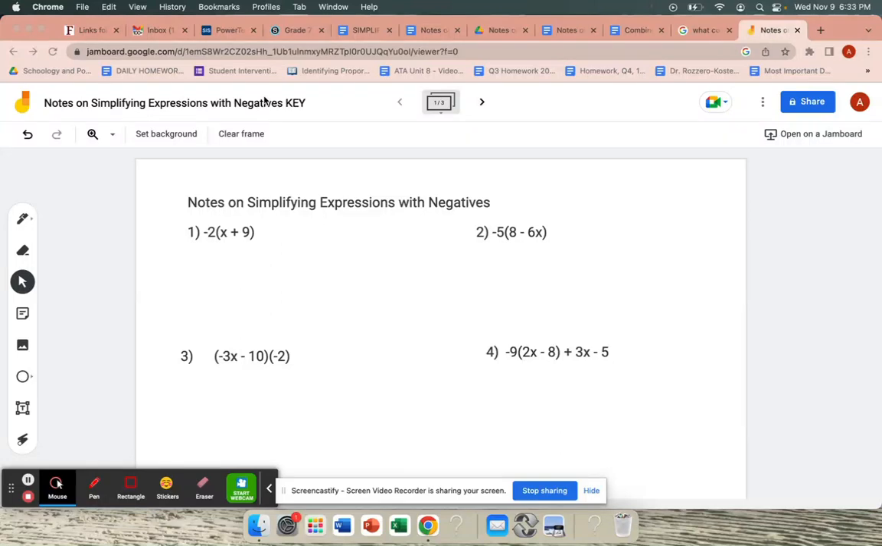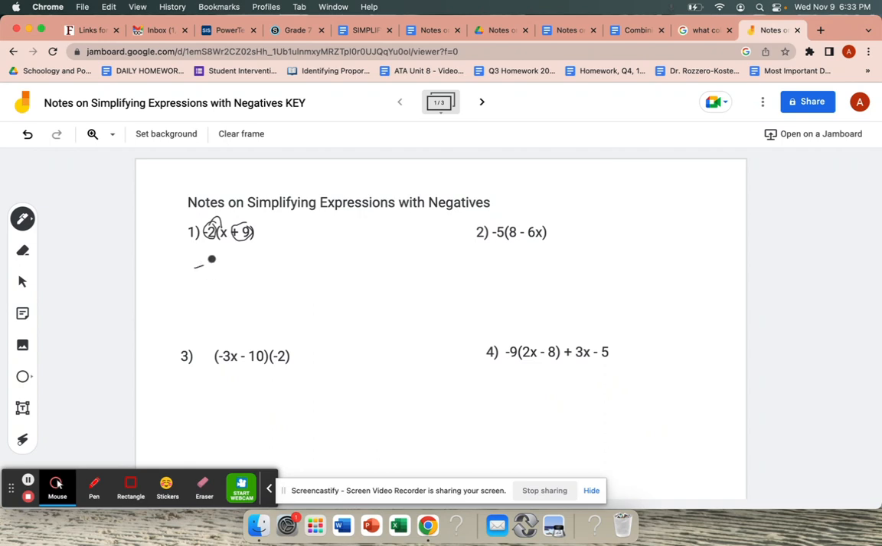So we're going to talk about simplifying expressions with negatives, because negatives make everything harder. In this first one, we talked about in class, this is what the notes say. It says circle the term outside the parentheses and the last term inside the parentheses, like I taught you in class. So you're going to circle this one and that one.